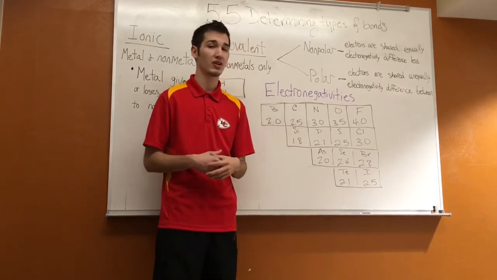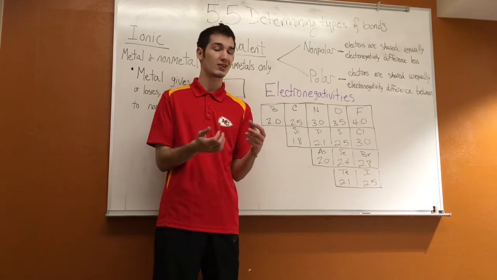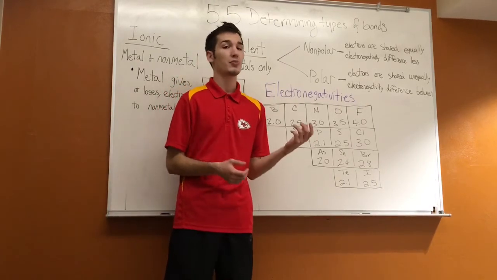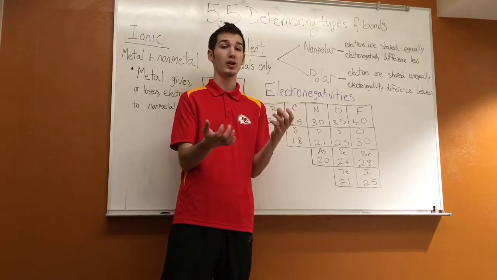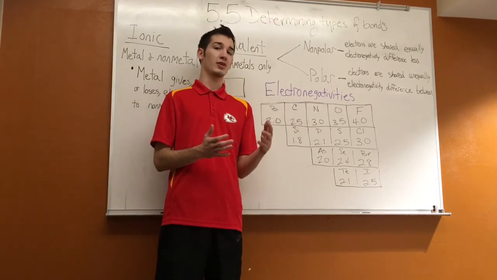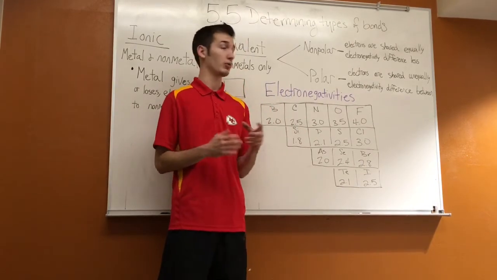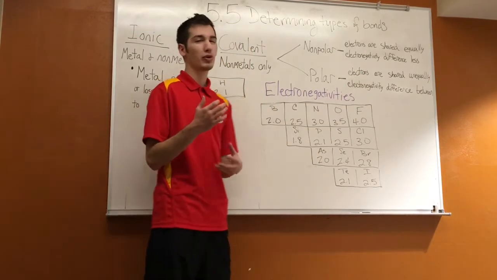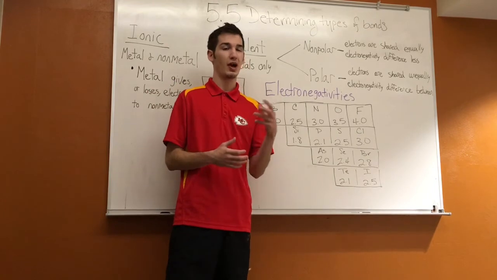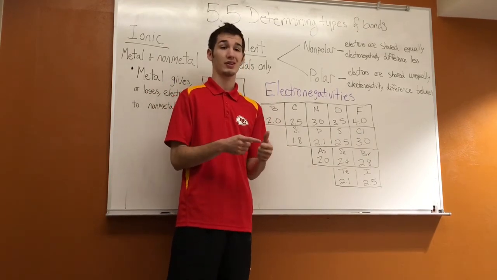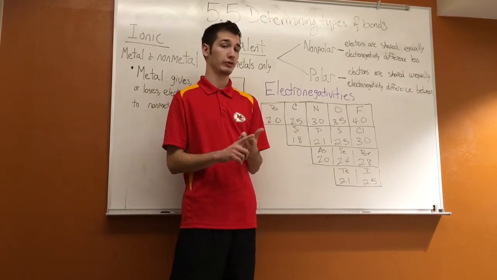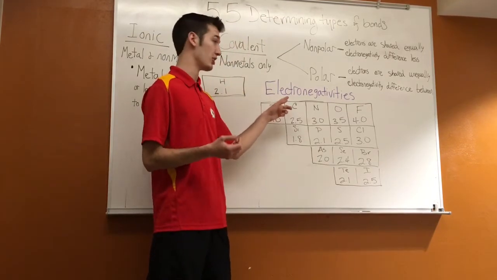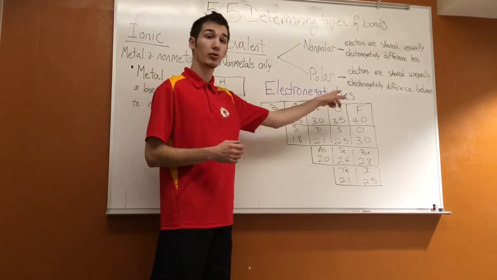Polar bonds are like that bully kindergartner plus the nice kindergartner that doesn't want to say anything. So the bully holds it for 9 minutes, the nice kid holds it for a minute. We're still sharing it. We're just sharing it very unequally. That's a polar bond. So how do we look at these elements and decide if it's nonpolar or polar? Well, you guys remember 5.4, our last objective, we talked about electronegativities.